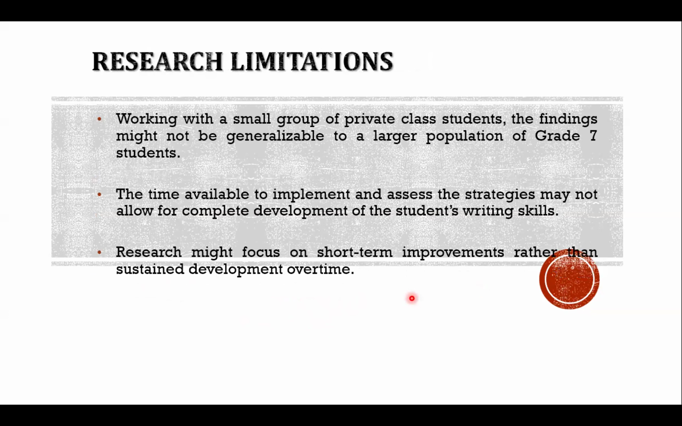And the next one, research limitations. I have found three research limitations here, and the first one is working with a small group of private class students. The findings might not be generalized to a larger population of grade 7 students. So here the research will be done with a small group of students. Already I have selected 6 students here, which may not represent all the students. Since the sample size is small, it may not show the full picture or account for the variety of experience that could be found in a larger group.